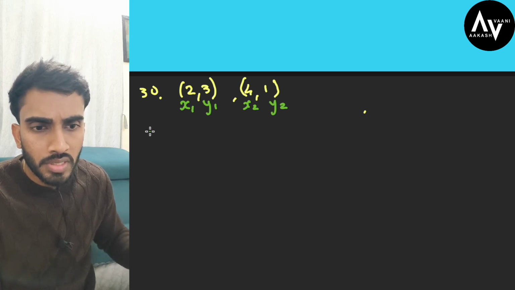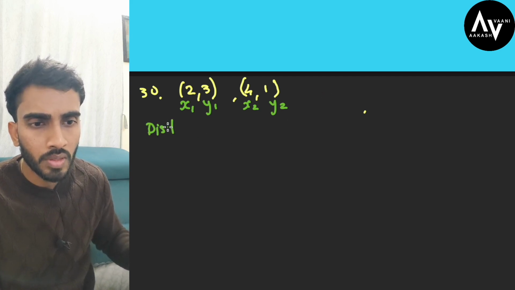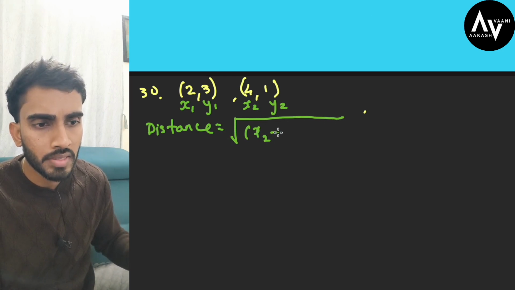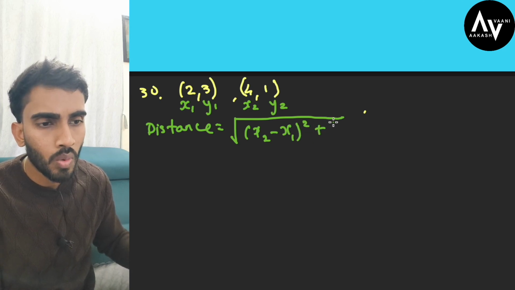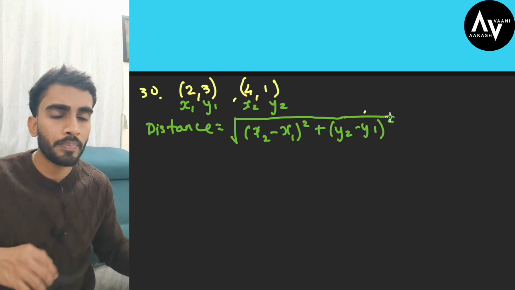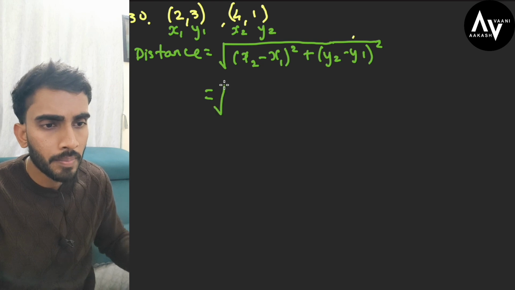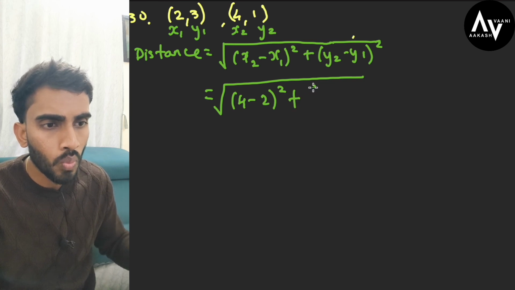So in order to find out the distance, we will use the distance formula, which is under root of (x2 minus x1) the whole square plus (y2 minus y1) the whole square. Let us put the values. So we get (4 minus 2) the whole square plus (1 minus 3) the whole square.